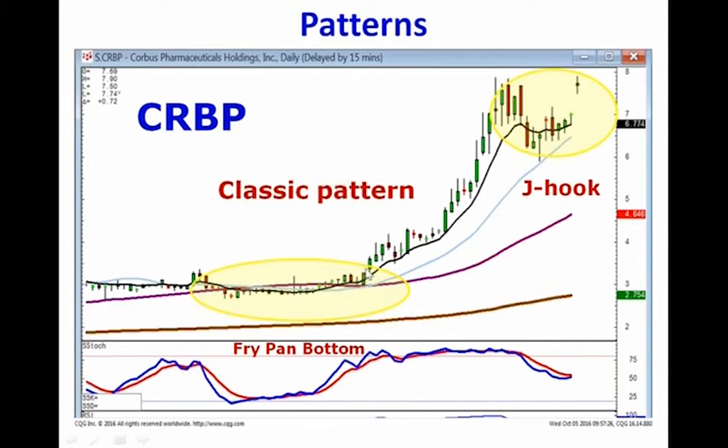What do we expect coming out of a fry pan bottom? A very strong price move. When did our sell signals occur? Up here in the overbought area, you start taking profits. But what's a prerequisite for a J-hook pattern? A very strong price move.